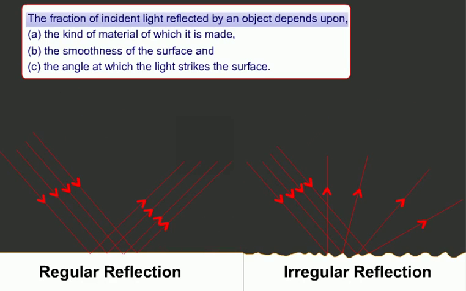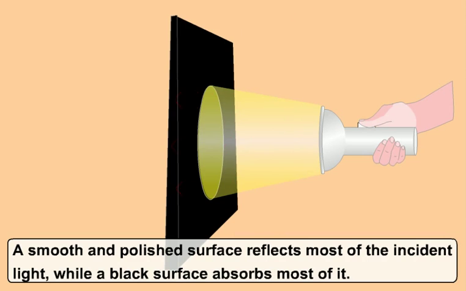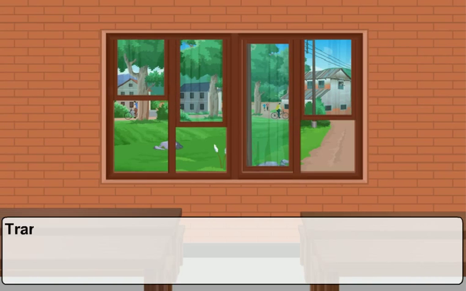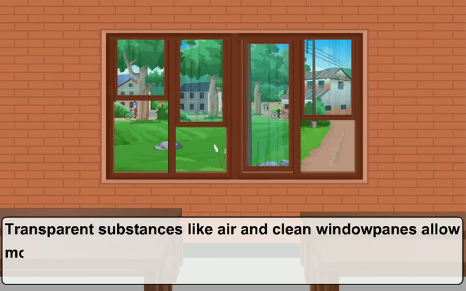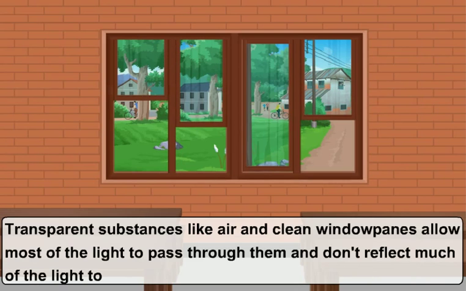Students, the fraction of incident light reflected by an object depends upon the kind of material of which it is made, the smoothness of the surface, and the angle at which the light strikes the surface. A smooth and polished surface reflects most of the incident light, while a black surface absorbs most of it. Students, transparent substances like air and clean window panes allow most of the light to pass through them and don't reflect much of the light to be seen clearly.